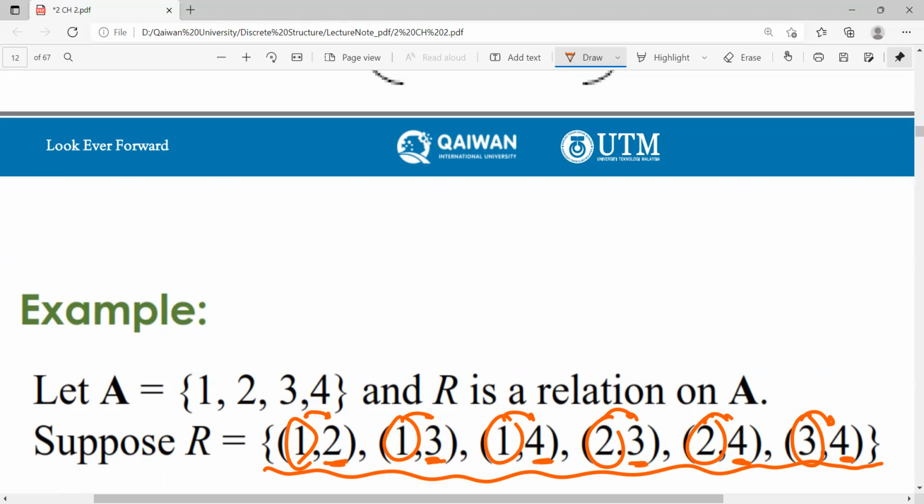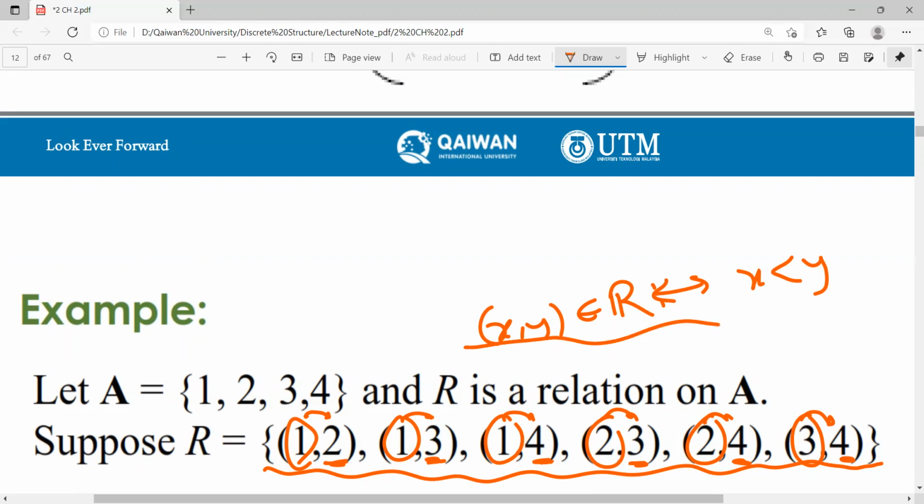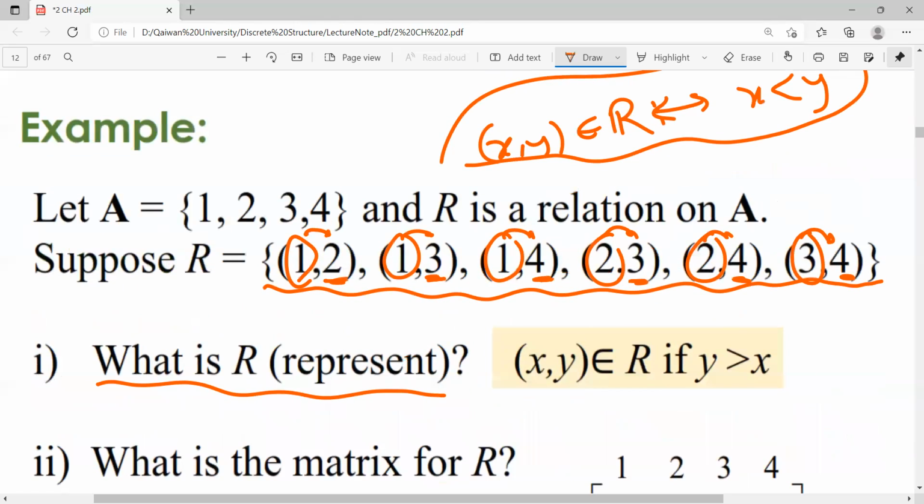So you say the relation is: (x, y) is in R if and only if x is less than y. That's the relation. This is the definition of R. As you see, it says here, what does R represent? R is this. It says y is greater than x. So it's the same as saying x is less than y. Okay.